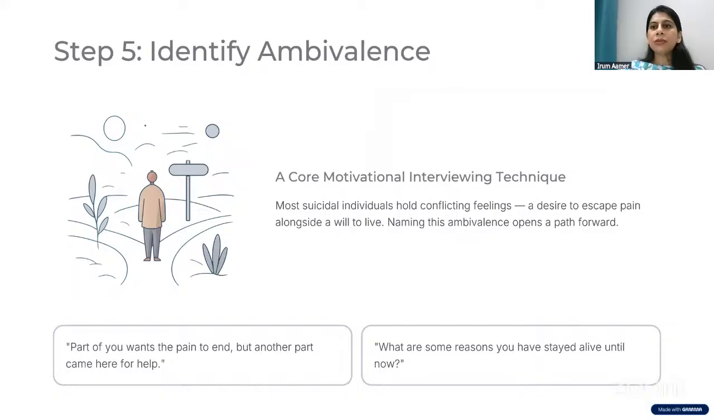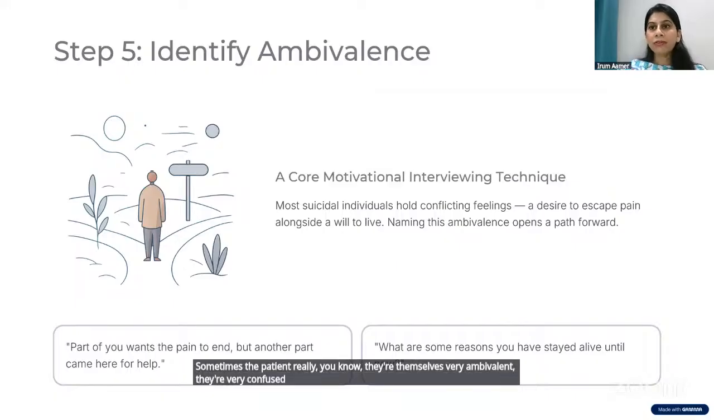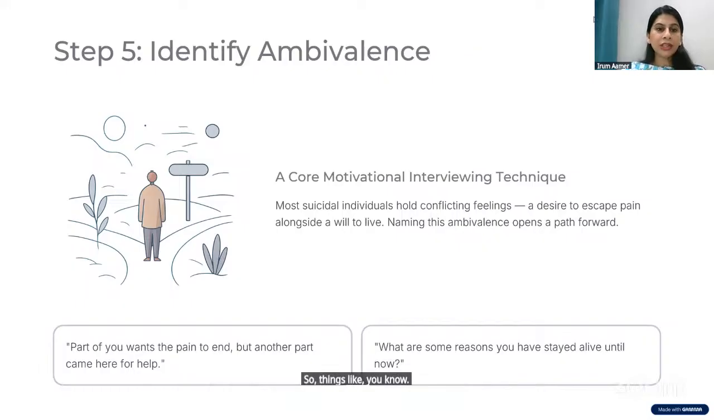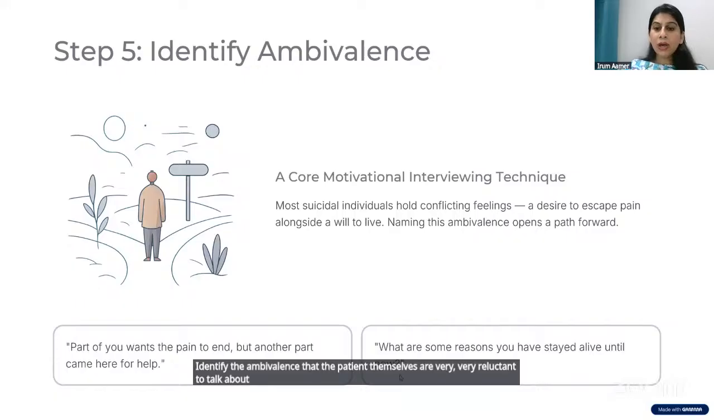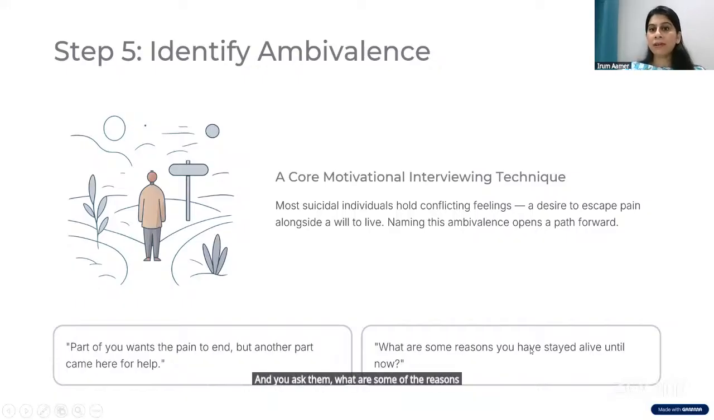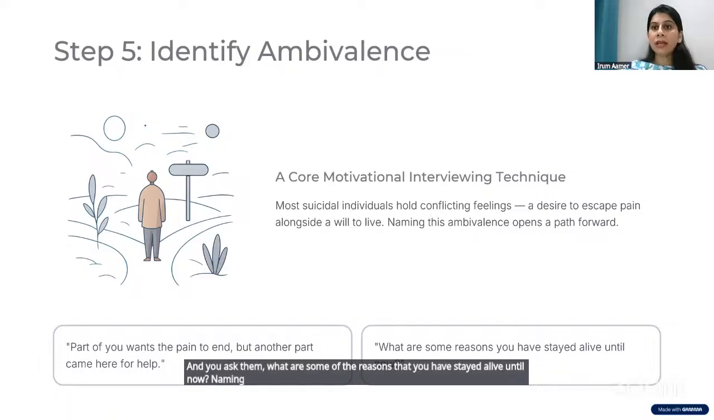Sometimes the patients themselves are very ambivalent. They're very confused whether they want to end their life or not. Some people would say that I want to end my life because I'm hopeless. Someone would say that I want to completely end my life because I think it's an escape. So it's very important that you identify the ambivalence that the patients themselves are very reluctant to talk about, and you ask them, what are some of the reasons that you have stayed alive until now? Naming the ambivalence is important because it opens a path forward for the patient.